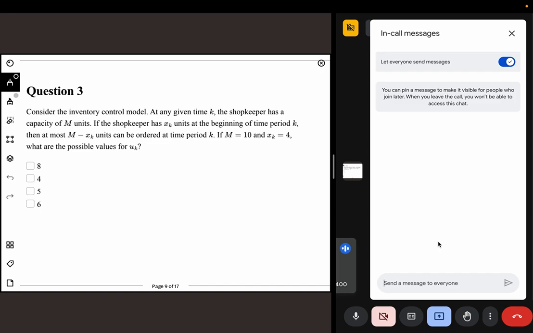Okay. This is another one. It's the same thing, again the inventory control problem. The storage units are 10, and I know the current value is 4. What are the possible values of UK? So this is the maximum value I can take, and this is the current value. What are the possible number of units that I have to order? What are the possible control actions that you have to take?